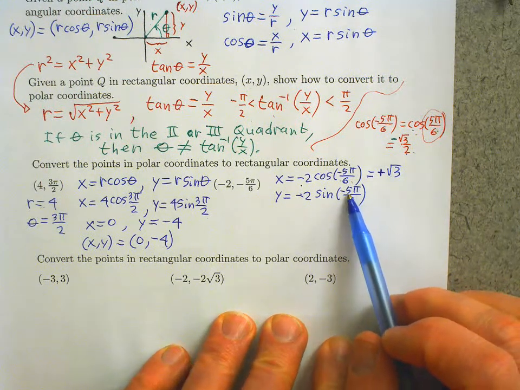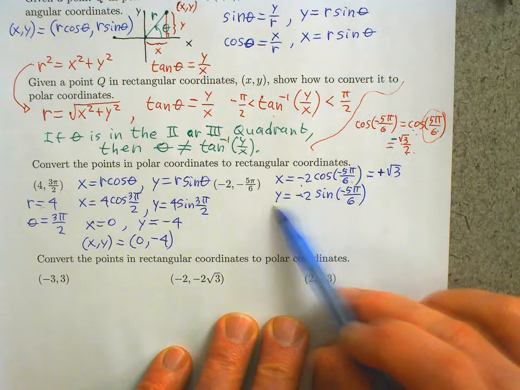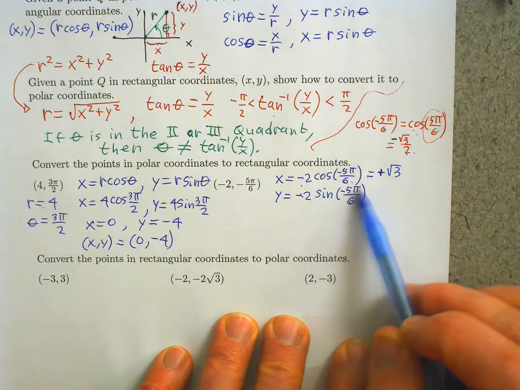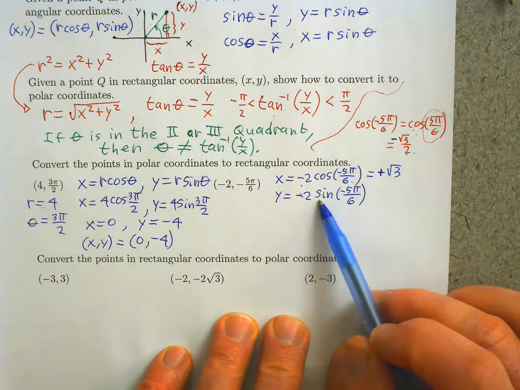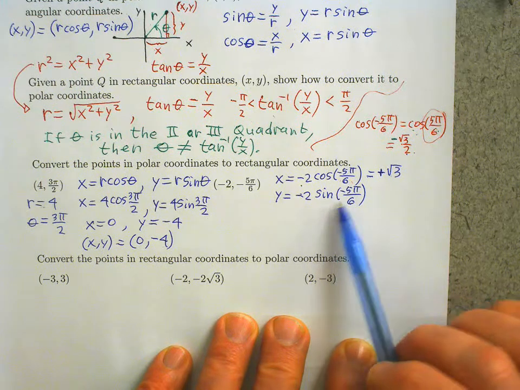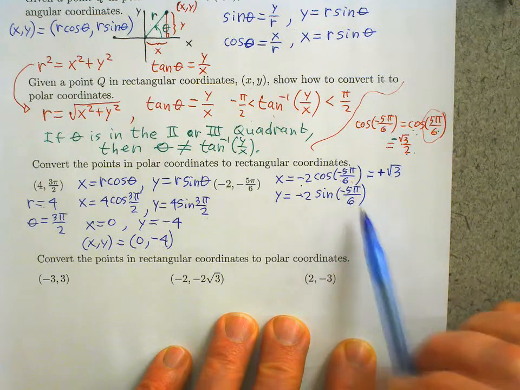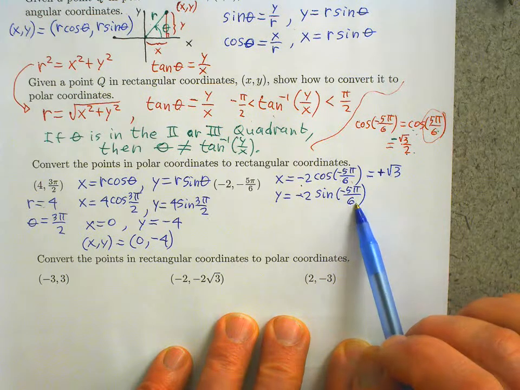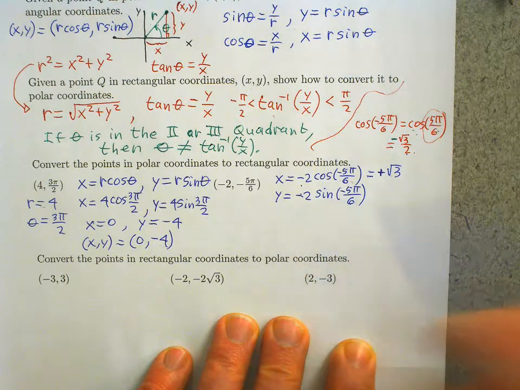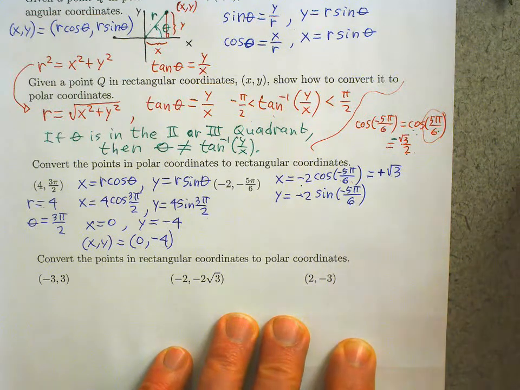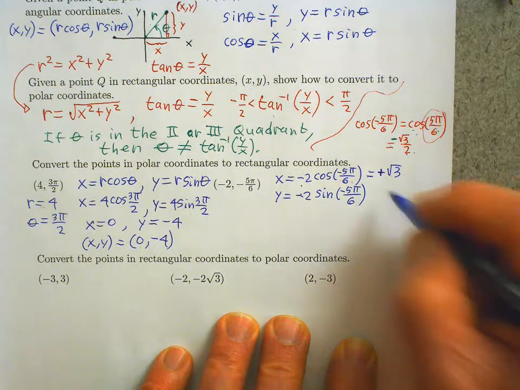Okay, so on this one, y is -2 times sine of -5 pi over 6. Sine is an odd function, so the sine of -5 pi over 6 is equal to the negative of sine of 5 pi over 6. So -2 times -1 times positive 1/2 is positive 1.